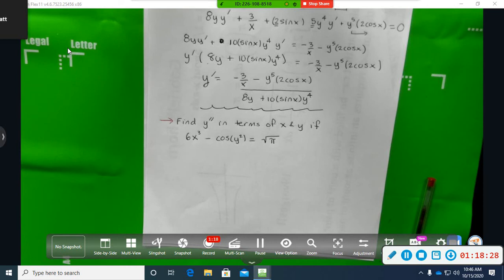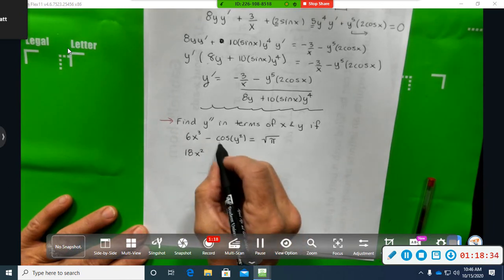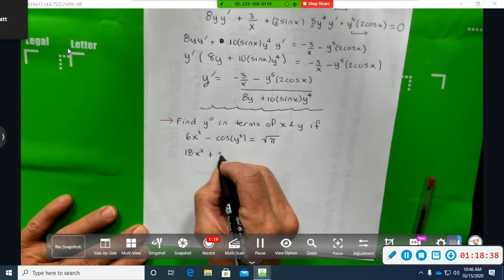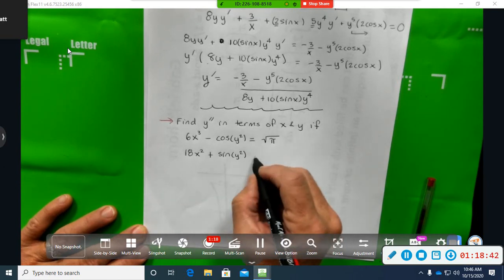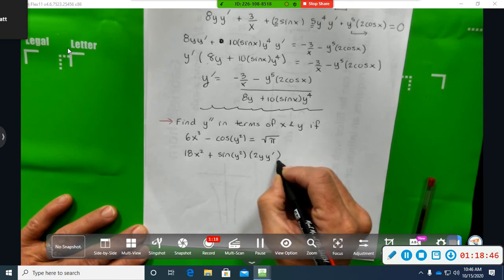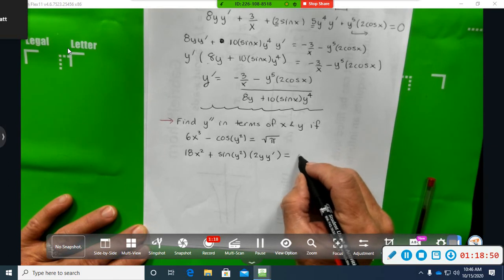Make sure you got the first derivative correctly. Take the derivative term by term to get 18x squared. Derivative of cosine is minus a sine, so this becomes a plus the sine of y squared. Move inside and take the derivative of the angle, and you get 2y prime. What'd you get as the derivative of the square root of pi? Good.